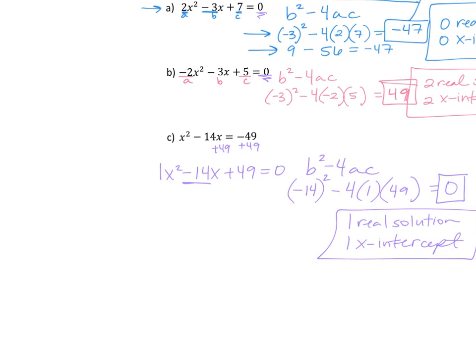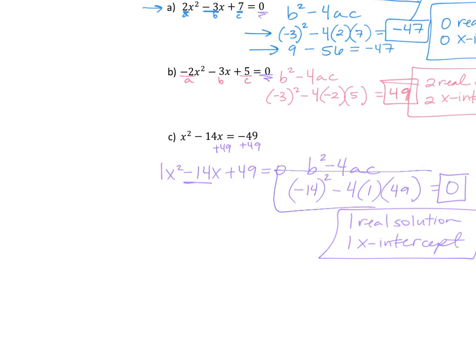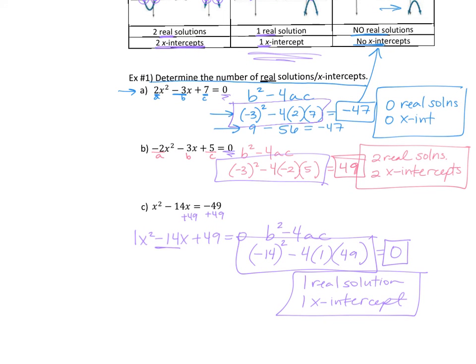I need to see this from you, this from you, this from you. If your homework looks like negative 47, 0 real solutions, I will not give you credit. You guys need to show me what you're doing. So show me your work so that I can give you full credit. That's it, short and sweet.